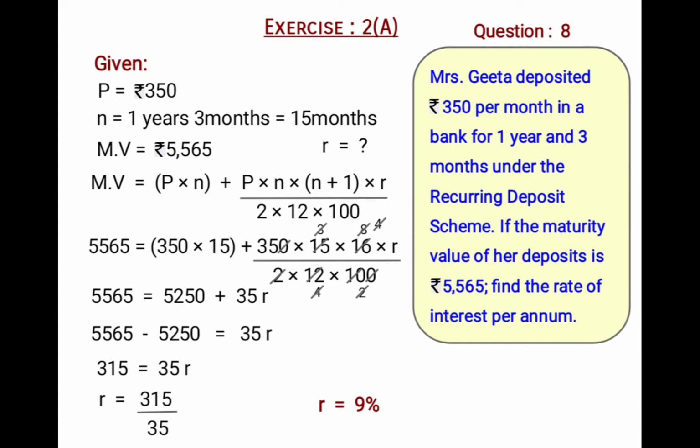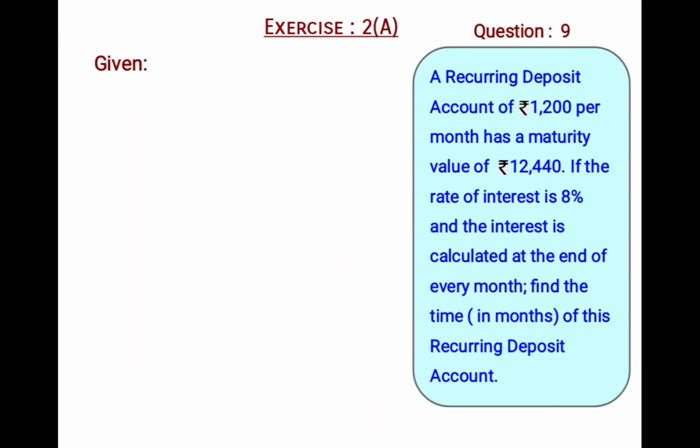Next, we are moving on to question number 9 in the same exercise. A recurring deposit account of 1200 per month. That is, P is equal to 1200. Has a maturity value of 12,440. MV is equal to 12,440. If the rate of interest is 8%, given R is equal to 8%, and the interest is calculated at the end of every month, find the time in months of this recurring deposit account.